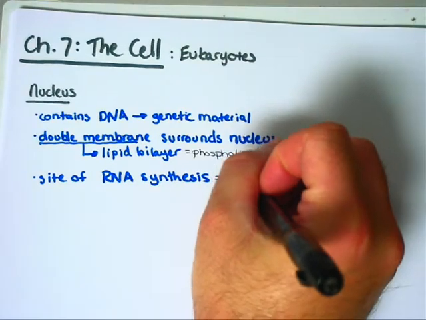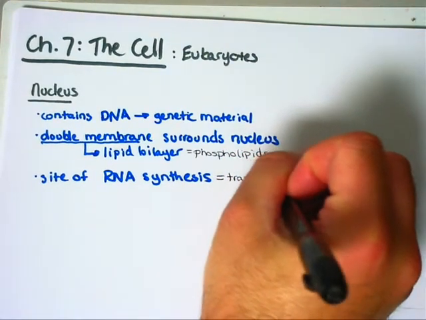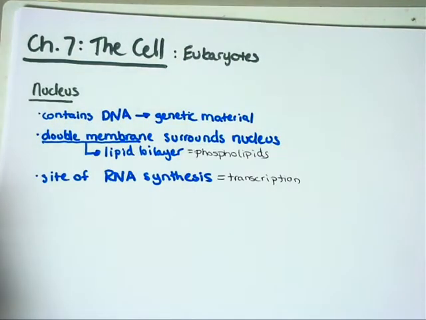We talked about this the other day. You had written down on the last part of your chapter reading guide for chapter 5 that RNA synthesis occurred primarily in the nucleus. You wrote it down as transcription. It was the very last question on the back.